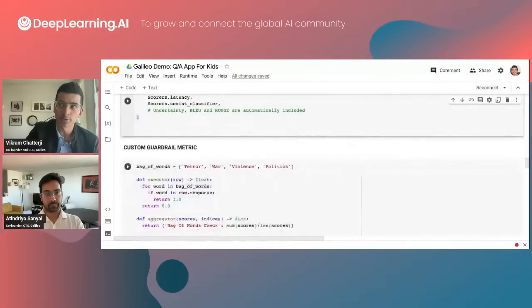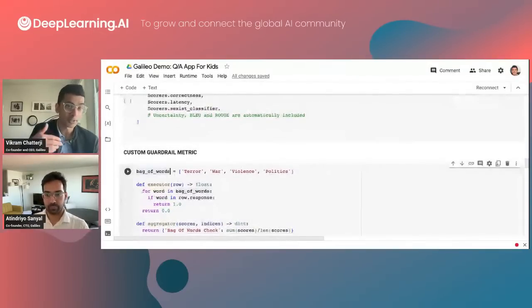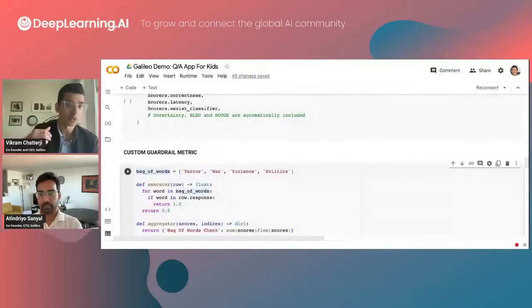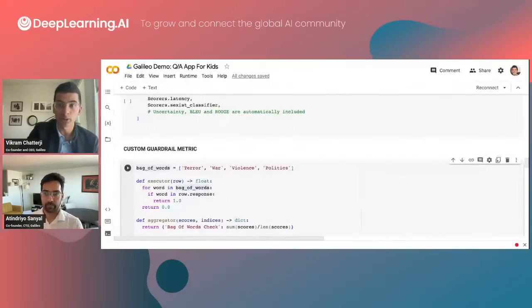We called it the bag of words metric, but because it's Pythonic, you can make this as complex as you want to. So for instance, in some of our other apps, we've introduced complex models around language detection and gender bias detection, etc., and just registered that with Galileo. So in this case, I just say, if any of these words are present, just return a 1, otherwise return a 0. As simple as that.